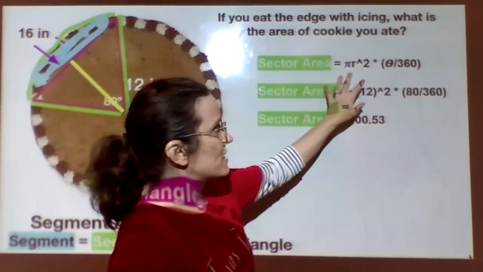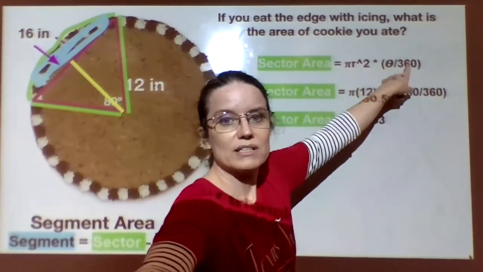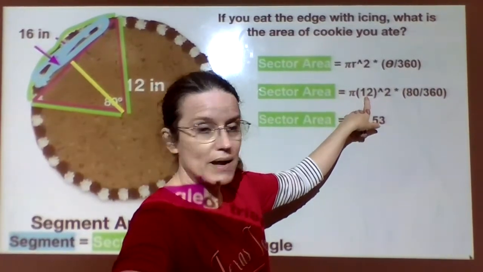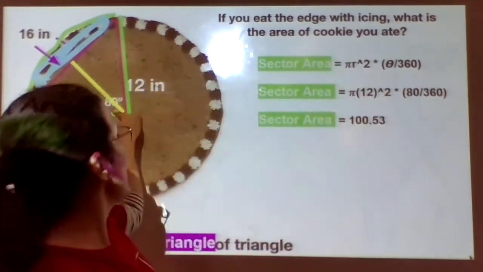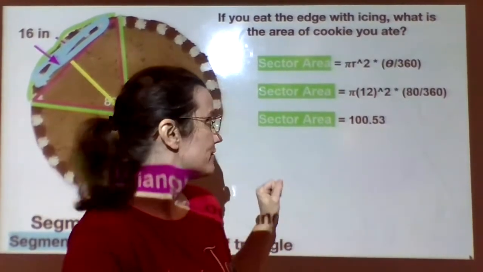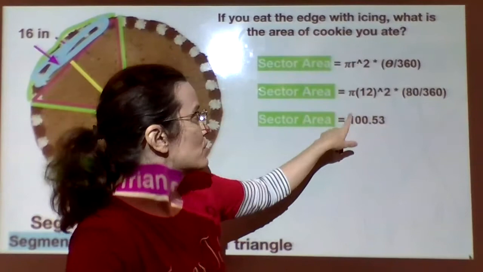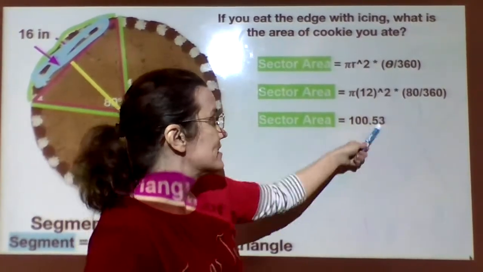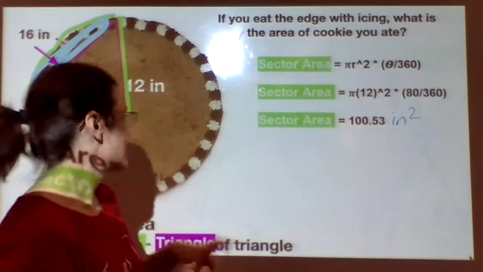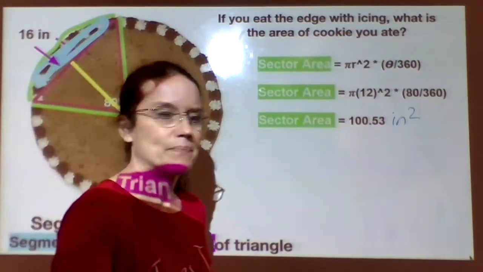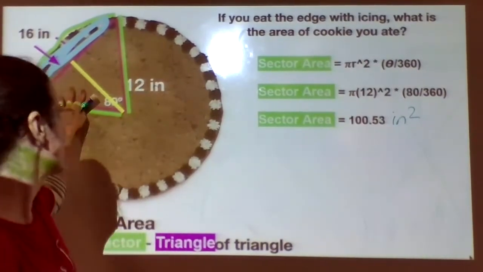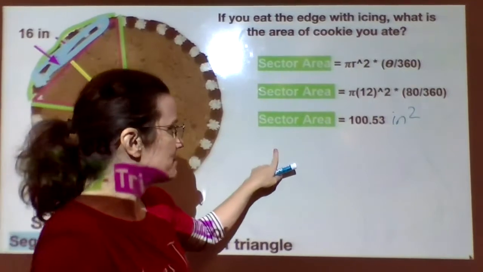So the area of my sector is the area of the whole circle times the fraction of the angle. So it's going to be 12, my radius, squared, and then I have 80 degrees out of 360 that I'm measuring and cutting off. Work, work, work, and I end up with 100.53. I didn't have units here, but we're going to assume that those are square inches because I had inches on my cookie. Then I need to find out the triangle because I don't want that part. It doesn't have frosting. So I want to cut that off. So let's find its area.